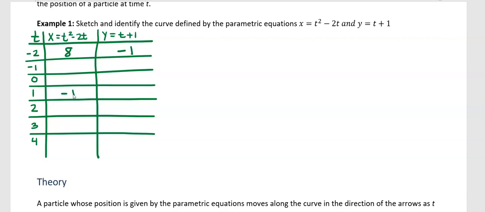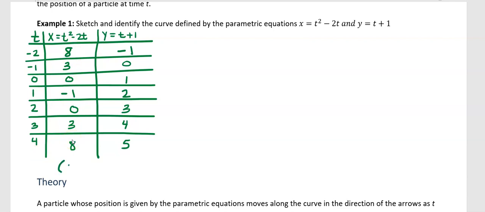And if I'm looking for the y value and plugging it in for t, 1 plus 1 would be 2. So go ahead and pause your video and complete filling out this table for both the x's and the y's. So hopefully you're able to finish filling out your table, and what you've actually done is you've taken these two parametric equations, x and y, and you've evaluated them at various t's. And by doing this, you're actually creating ordered pairs.